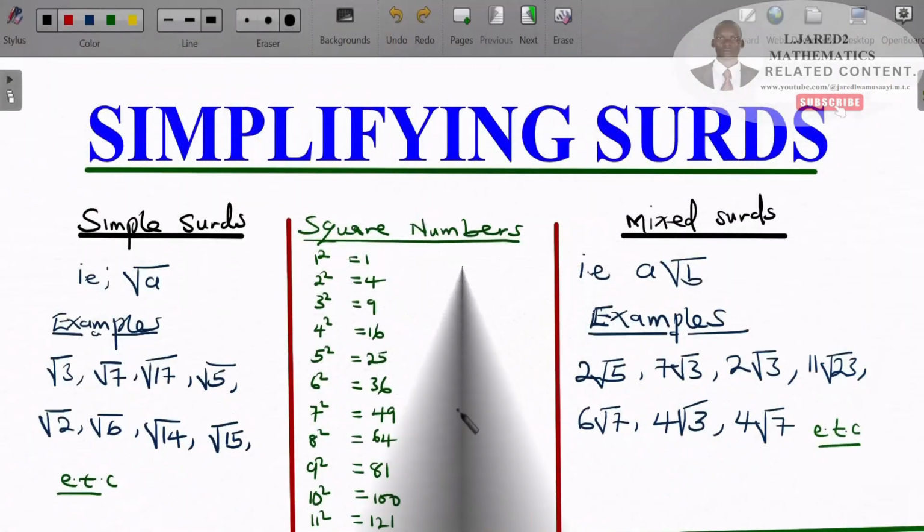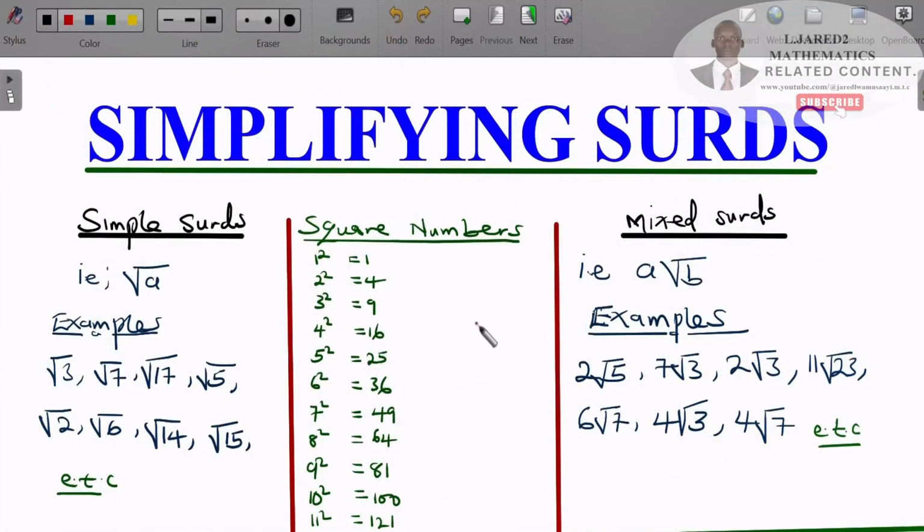Welcome to our third presentation on Surds, and today we are going to talk about simplifying Surds. In the previous presentation, we talked of the types of Surds, whereby we had the simple Surds and the mixed Surds. On the left hand side, we have the simple Surds, which are in the form of the square root of any positive number which is not a square number. We have these as examples of simple Surds and many others of the same category.